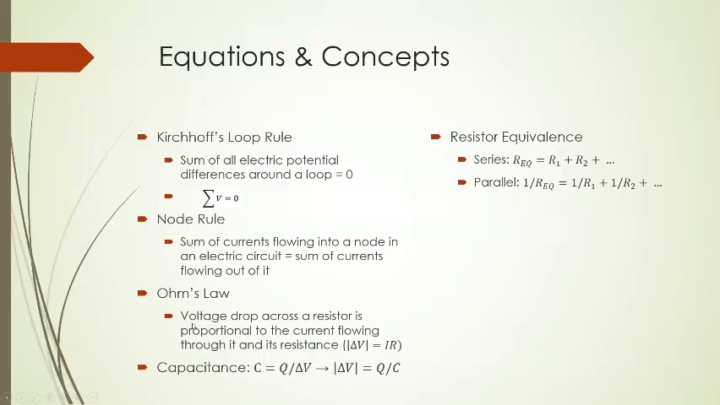Ohm's law is that the voltage drop across a resistor is proportional to the current flowing through it, and its resistance is equal to: delta V is equal to IR. And capacitance is C equal to Q over delta V, or delta V is equal to Q over C. Resistor equivalence for series is just that R total is equal to R1 plus R2 plus etc. Whereas in a parallel circuit, 1 over R total is equal to 1 over R1 plus 1 over R2 plus etc.